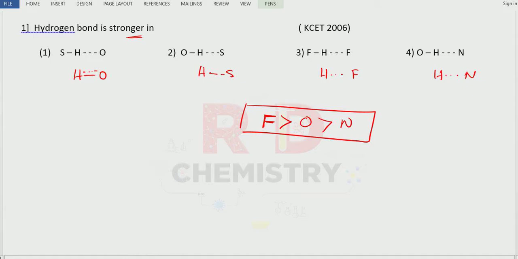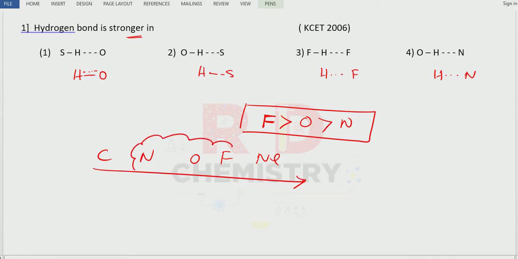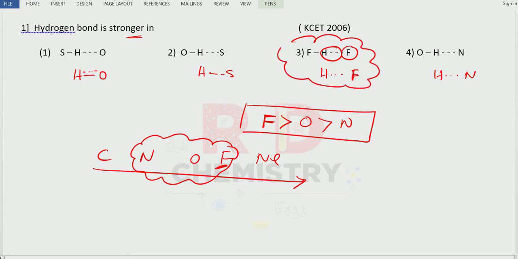You know that along the period, carbon, nitrogen, oxygen, fluorine, and neon, the size of the element goes on decreasing. These three elements can form hydrogen bonding. Fluorine is the smallest one, so it can attract the hydrogen very close. Smaller the atom, closer they come. Therefore, hydrogen bond is stronger and closest in compounds containing the fluorine atom. So the answer is option number 3. Clear?